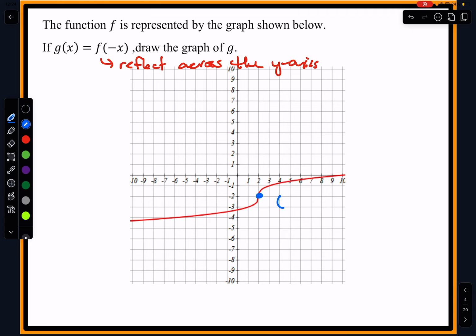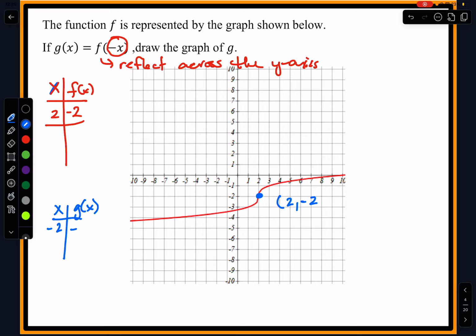And since that point is located at 2, -2, let me do it over here. And I'll do it in red. So the x and y value of f is 2, -2. This is going to get the opposite of the x. So the opposite of a +2 is -2. And the y value is going to stay the same. So this point, let me erase this and put it in red. That point reflected across the y-axis would be right here.